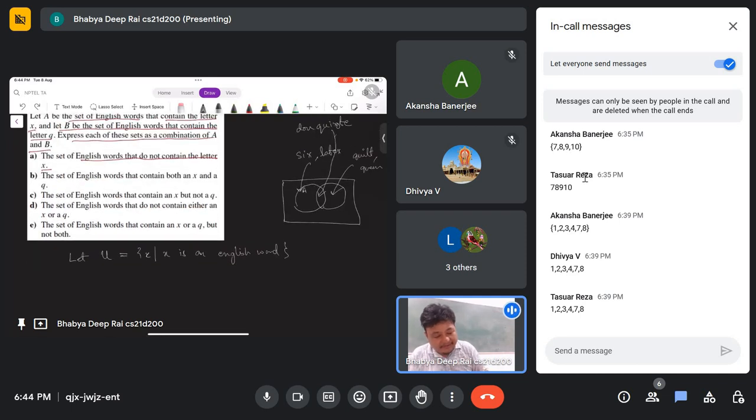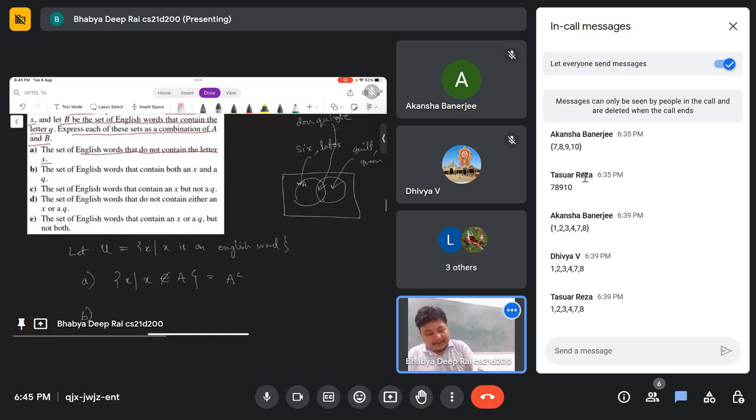So the set of all English words that do not contain the letter X, let me call this part A. The set of English words that do not contain the letter X are the x such that x does not belong to A, right? All the words that do not contain the letter X, and all the words that contain the letter X are A, which is nothing but the definition of A complement. So this is the set notation form.